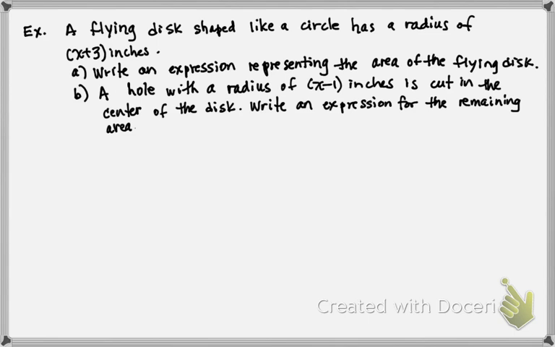A hole with a radius of x minus 1 inches is cut in the center of the disc. Write an expression for the remaining area. Okay, so go ahead, pause it, and write it down, and then come on back. So, just like in the last problem, we said, starting with geometry, always get a picture.